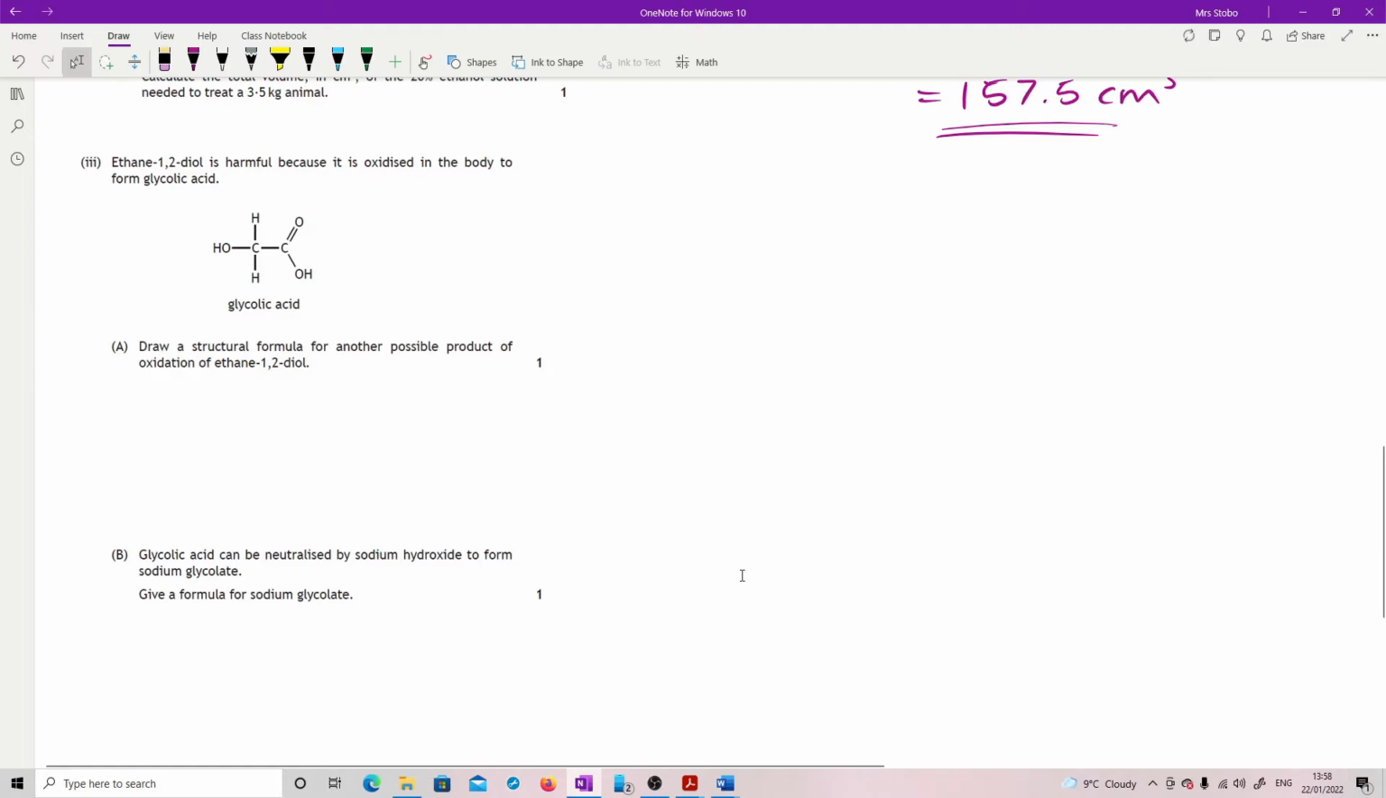Ethane-1,2-diol is harmful because it's oxidized in the body to form glycolic acid. Draw a structural formula for another possible product of oxidation of ethane-1,2-diol.